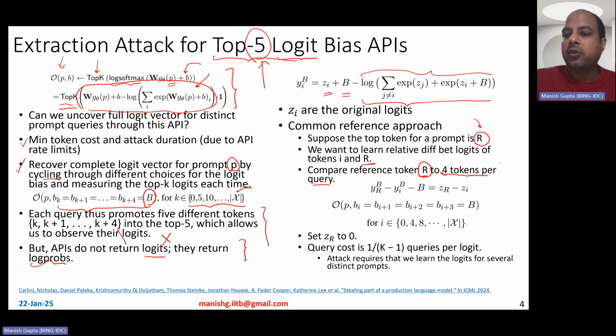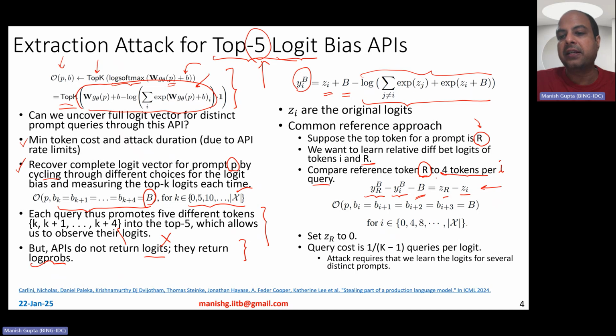Now let's take a token I, which is one of these 4, right? So essentially for that one, now what you could write is this. It requires a little bit of math to understand that this is possible. So what you're going to say is that this Y is basically the logit that you obtain from the API, right? So the logit for R minus logit for I, or the score for I from the API minus the bias, which you know because you passed that, is equal to ZR minus ZI.